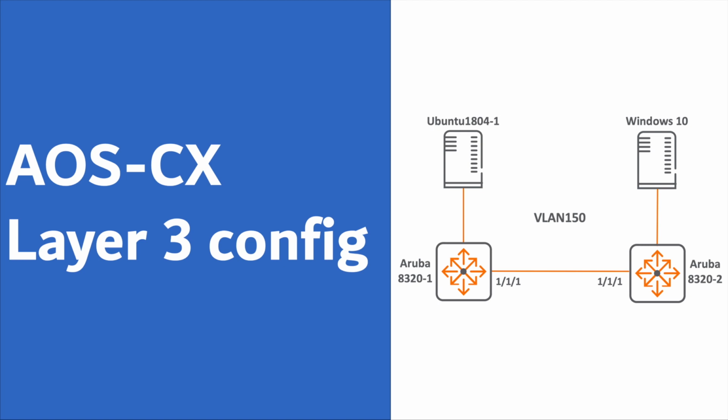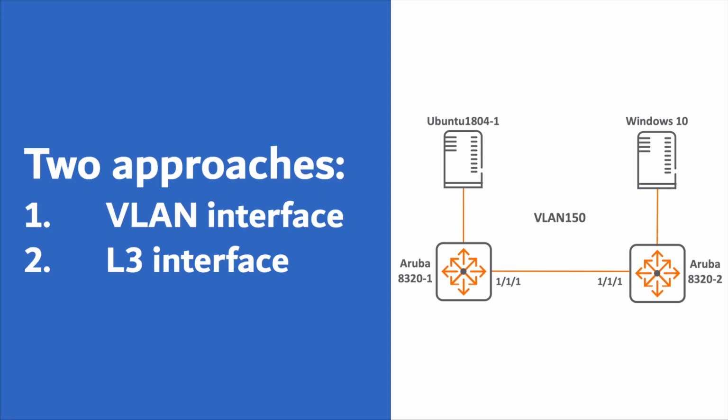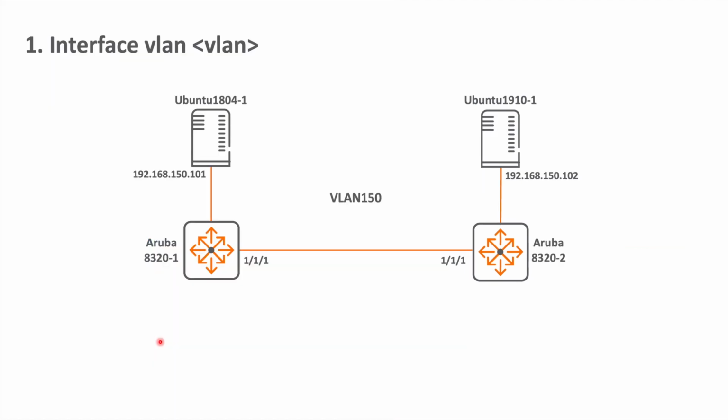So in the last video we had a look at layer 2 configuration, essentially VLANs, and in this video we're going to move up the OSI stack and have a look at layer 3 config. Now there's two approaches to configuring layer 3 interfaces on AOS-CX. The first we're going to look at is where we create the VLAN and then we create a VLAN interface and place the IP address against that. And the second approach is where we put the layer 3 configuration directly on the port natively, so no VLAN at all. Let's have a look at that first approach then.